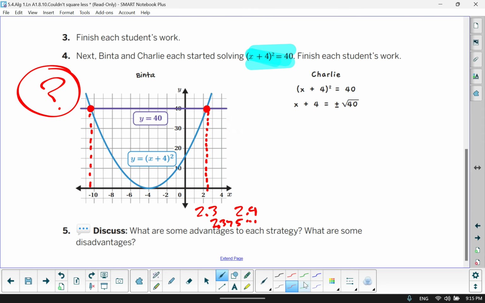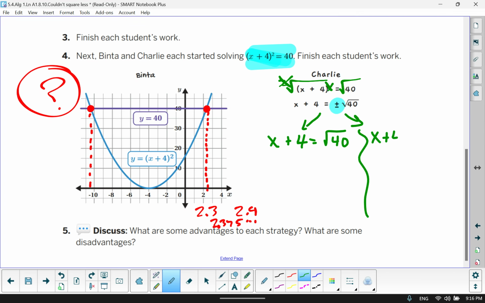Now let's look at Charlie's solving method. By taking the square root of both sides, a square power and a square root cancel out, leaving us with x plus 4 is equal to the square root of 40. Oh, and of course, we're going to see that plus or minus, aren't we? Now, if I split this up into two possibilities, either x plus 4 equals the square root of 40, and unfortunately that is not a rational root, so we have to leave it as is, or x plus 4 is equal to the opposite of that.